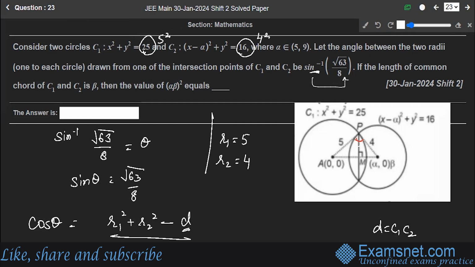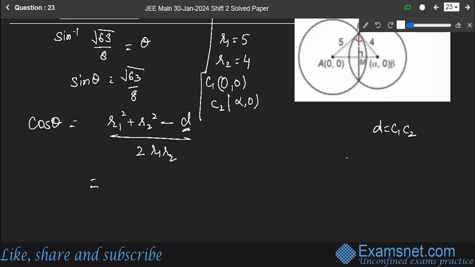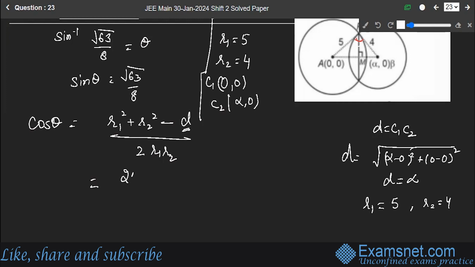From here, the coordinates for the center C1 are 0 and 0, and from here the coordinates of the center are alpha and 0. So let's find out D also. D will be given by alpha minus 0 whole square plus 0 minus 0 whole square. That means D is equal to alpha. R1 we calculated is 5, R2 we calculated is 4. So this makes 25 plus 16 minus alpha square, here was D square, divided by 2 into 5 into 4, which makes it 40.